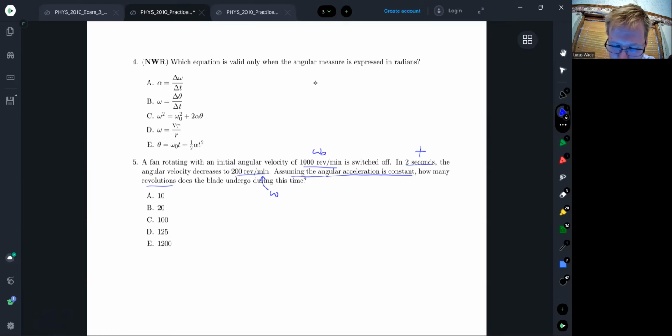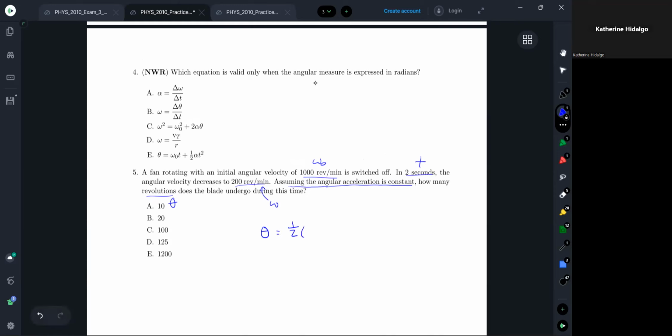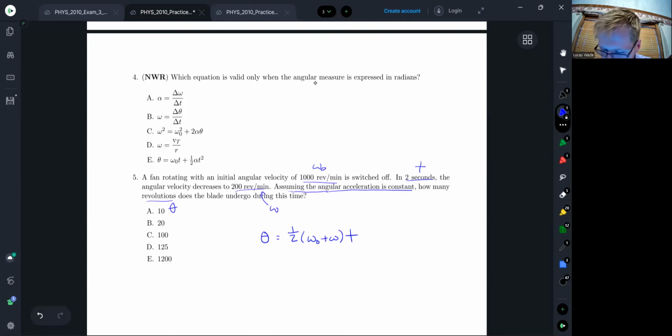How many revolutions does it undergo? That's talking about an angle moved through. So that's our angular displacement. And so we want to know how to find theta given omega naught, omega, and t. So is there an equation that relates all those things? The 1/2 times omega naught plus omega final times time. Yep. So this is just one of the kinematic equations. You can look in your chart and this is what you'll see.